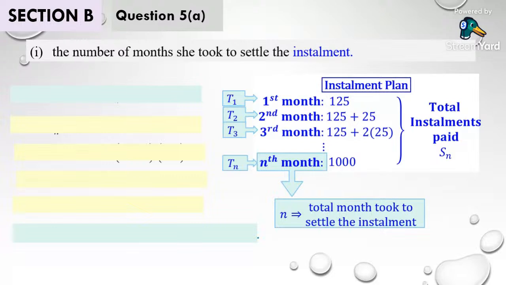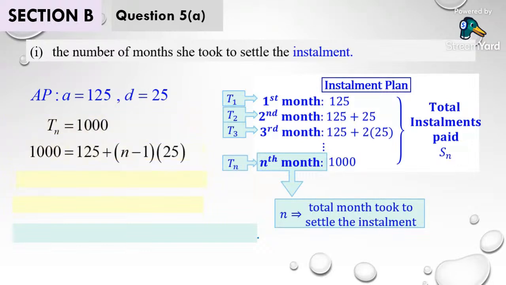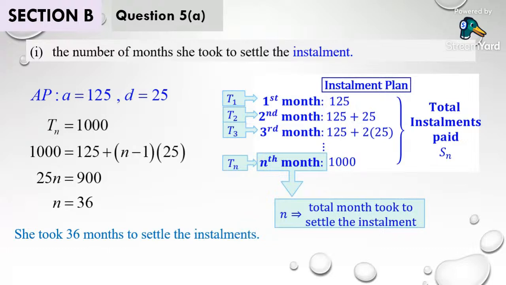So therefore, the last month number will be the number of months required. If I call it Tn, n will be the number of months required. Here we start our calculation using the arithmetic progression info: a is 125, d is 25, Tn is equal to 1000. Substitute accordingly into the formula, and we get our answer n equals 36. This refers to 36 months. So actually, she took 36 months to settle the installment.